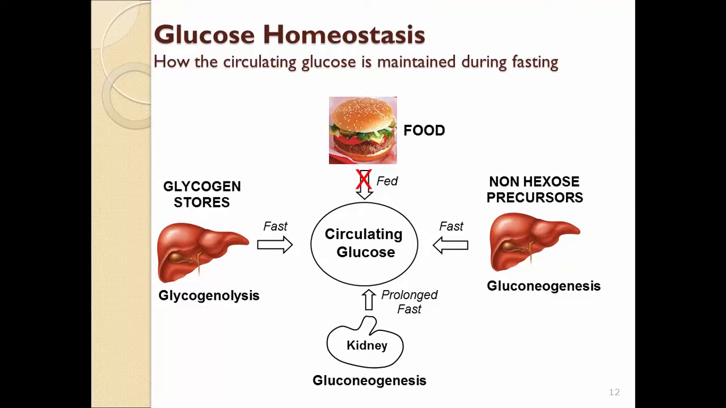And why did I only list the liver here, not skeletal muscle? We know skeletal muscle also stores glycogen, right? Why not muscle? Does muscle contribute to circulating blood glucose level? Yes, you're right. But muscle does not release glucose. The reason why the muscle is not able to release glucose?